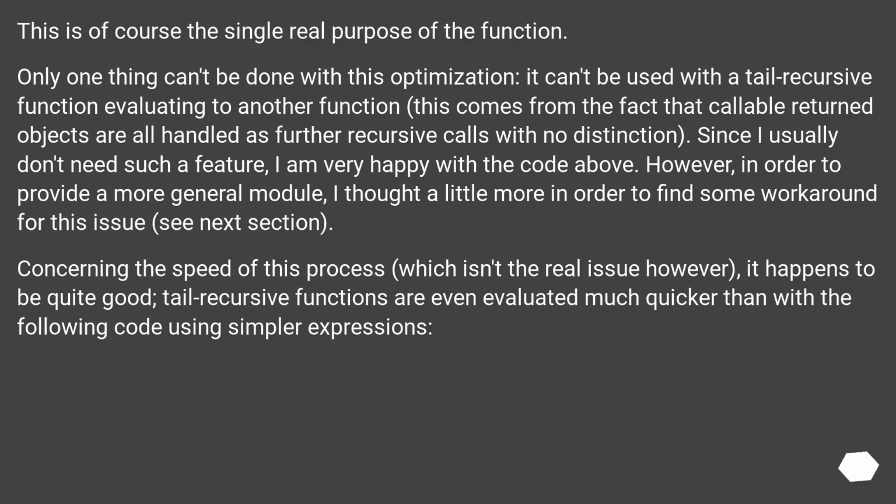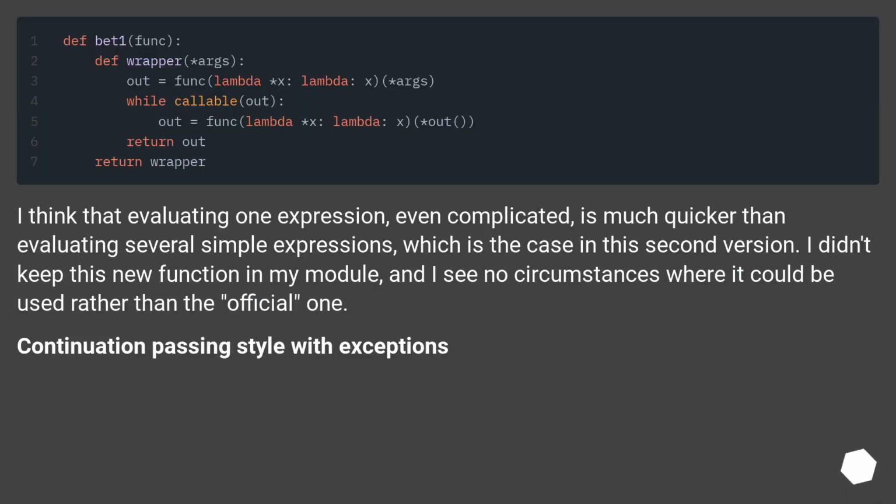Concerning the speed of this process, which isn't the real issue however, it happens to be quite good. Tail recursive functions are even evaluated much quicker than with the following code using simpler expressions. I think that evaluating one expression, even complicated, is much quicker than evaluating several simple expressions, which is the case in this second version. I didn't keep this new function in my module, and I see no circumstances where it could be used rather than the official one.